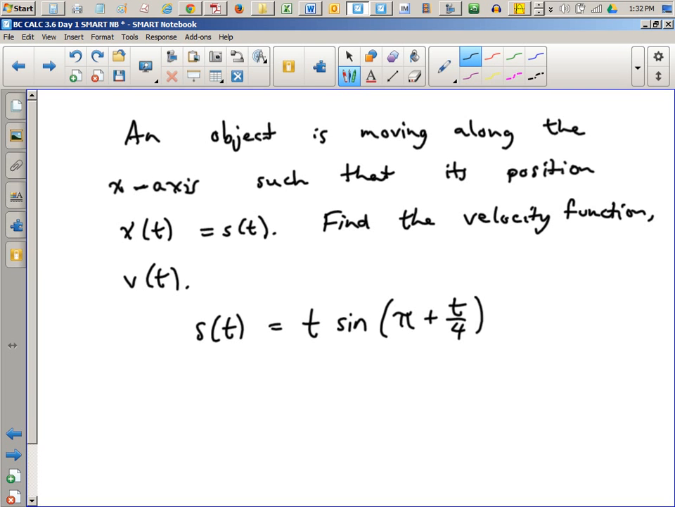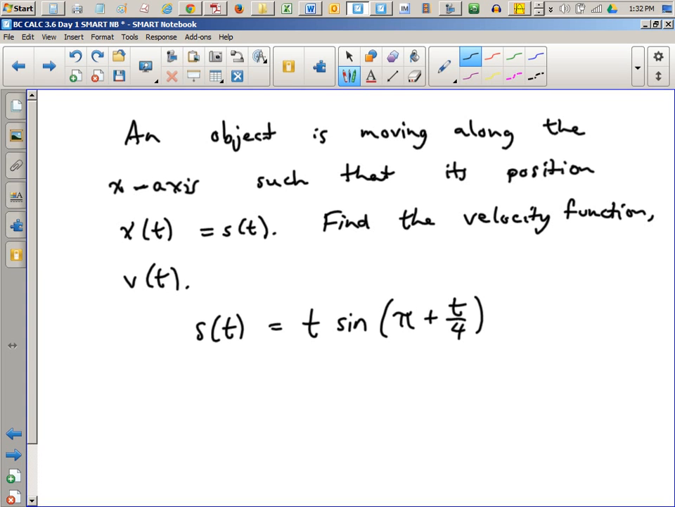Let's do pi plus t over 4. This is a position function. If you give me a time, I can tell you where the object is. What is the physical phenomena? Like what's going on? I have no idea. Something is causing this particle to move. For some reason, this is how you calculate its position. So don't think too much. Just go with the givens.